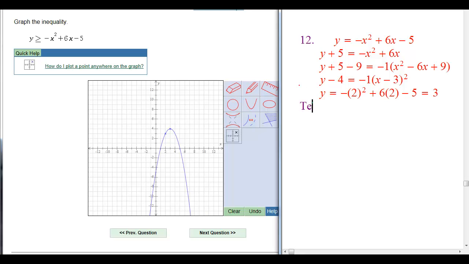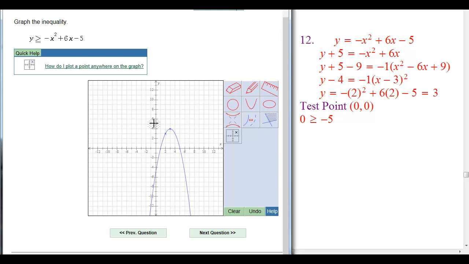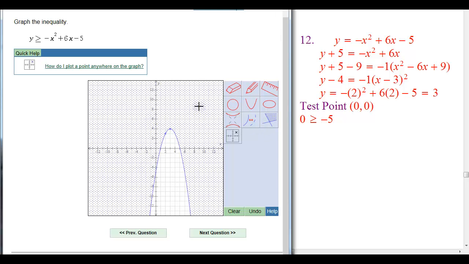So let's plug in a test point. Let's say 0, 0. So let's plug that in. We're going to have 0 greater than or equal to, and just plug in 0 everywhere for x here. So this will be 0 greater than or equal to -5, which is a true statement. So that means you want to shade where the 0 came from. And so that is your solution.